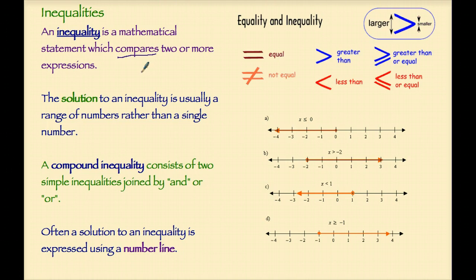But with an inequality, we have several ways of comparing two expressions. And notice the symbols of inequalities are listed here for you. Equals, of course, is with an equation, and then not equal, greater than, less than, greater than or equal, less than or equal, all symbols of inequality that you may use. Of course, here's a helpful little diagram so that you know which number goes with the larger end of the inequality symbol. The solution to an inequality is usually a range of numbers rather than a single number. A compound inequality consists of two simple inequalities joined by the word and or the word or.